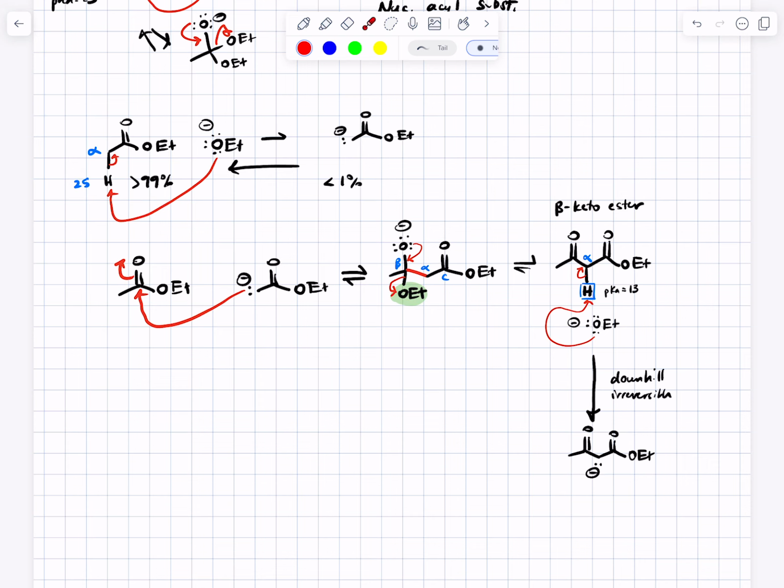And there we stay until aqueous workup. So I think on the mechanism of this reaction, your text maybe shows this, and then at this stage they show acid protonating that alpha carbon. And you're like, where did the acid come from?